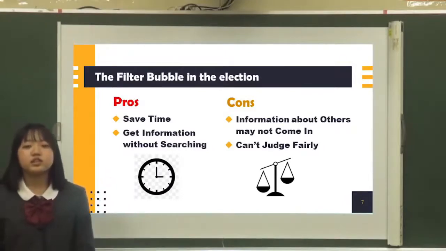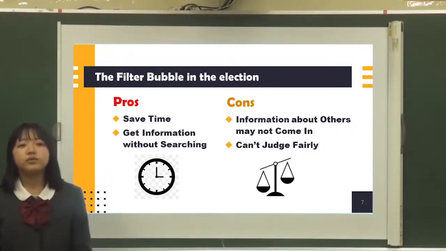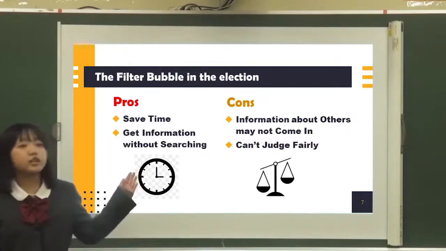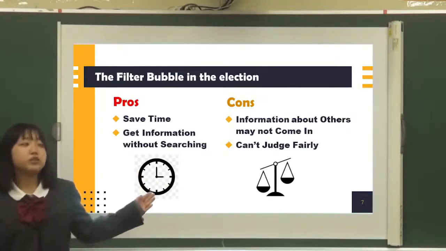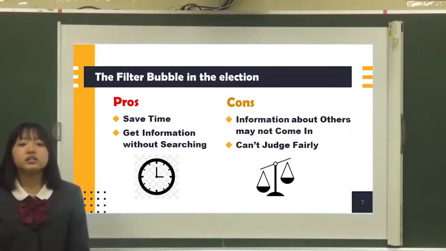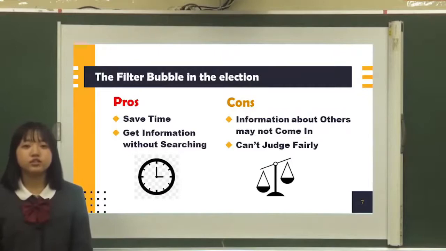It seems that the filter bubble is a great function and has good things. However, it actually has bad sides. Because of filter bubble, information about other people may not come in, then we cannot judge fairly. It has a big influence on the elections.